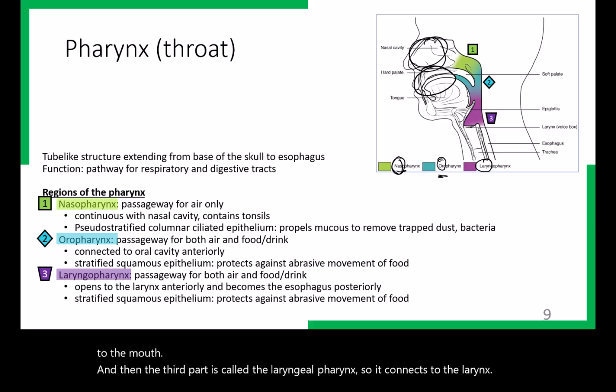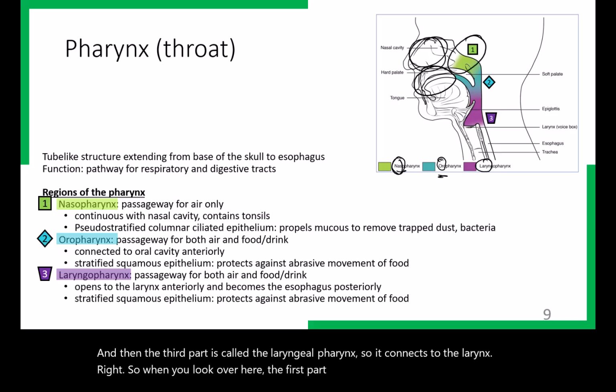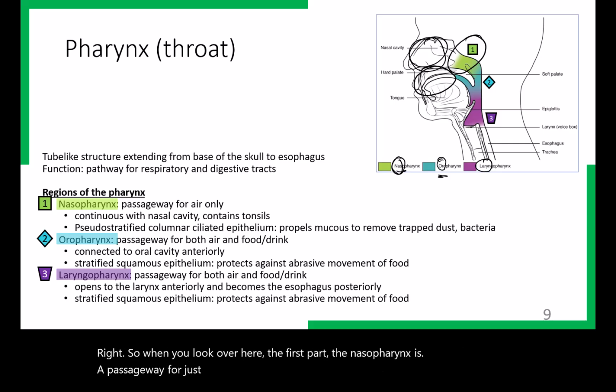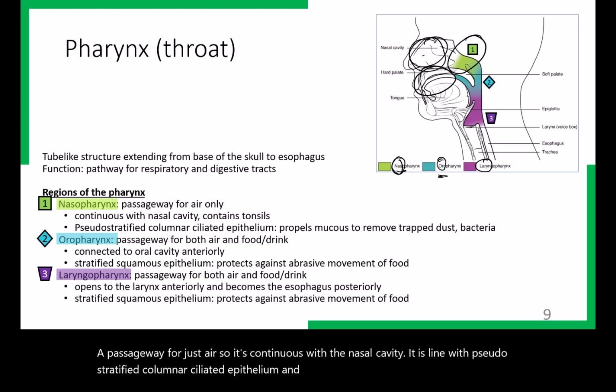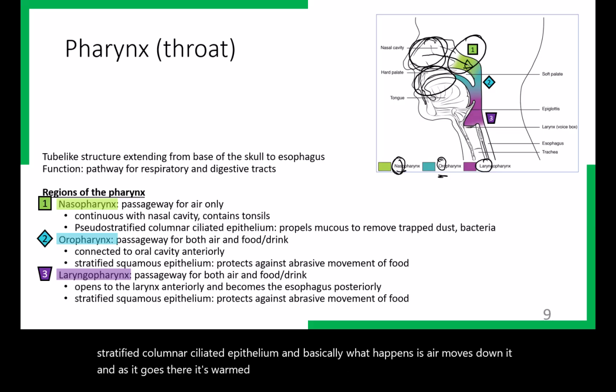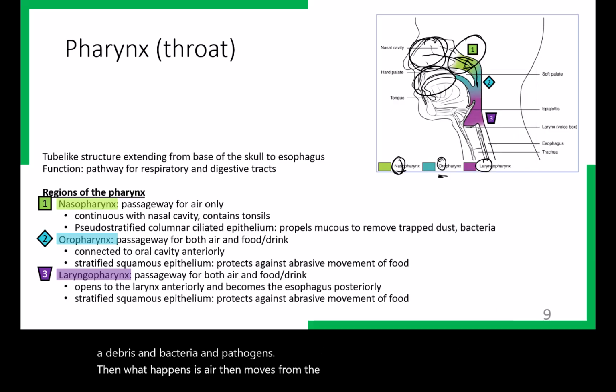So when you look over here, the first part, the nasopharynx, is a passageway for just air. It is continuous with the nasal cavity. It is lined with pseudostratified columnar ciliated epithelium. Basically, air moves down it, and as it goes, it's warmed up and humidified, and the mucus is there to trap debris, bacteria and pathogens. Then air moves from the nasopharynx down.